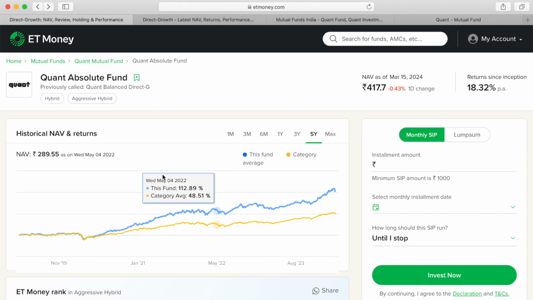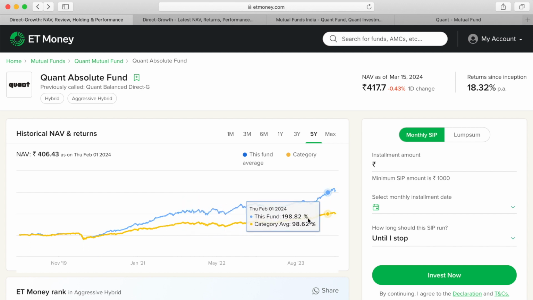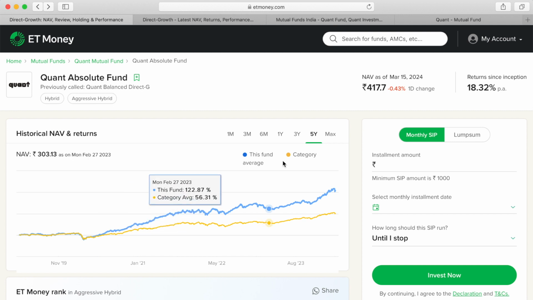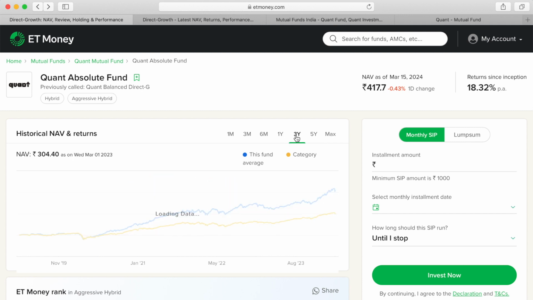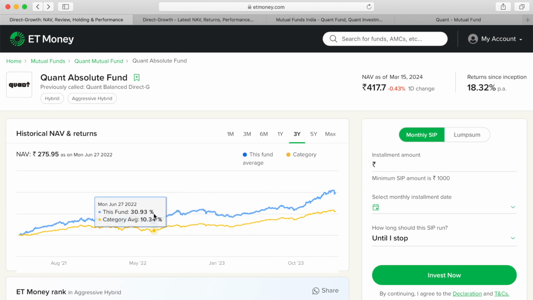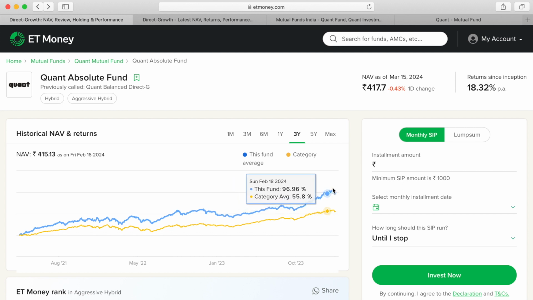Let us quickly understand the comparison of this mutual fund with its category average. As you can clearly see, over a 5 year time frame, it has outperformed its category average. The blue indicates Quant Absolute Fund, that is what we are reviewing now, and the orange indicates the category average. You can clearly see there is a spike for the blue line. So it has been performing outstandingly well over 5 years. Let us go back to the 3 year time frame. It is the same story. You can clearly see the blue line is over the category average.